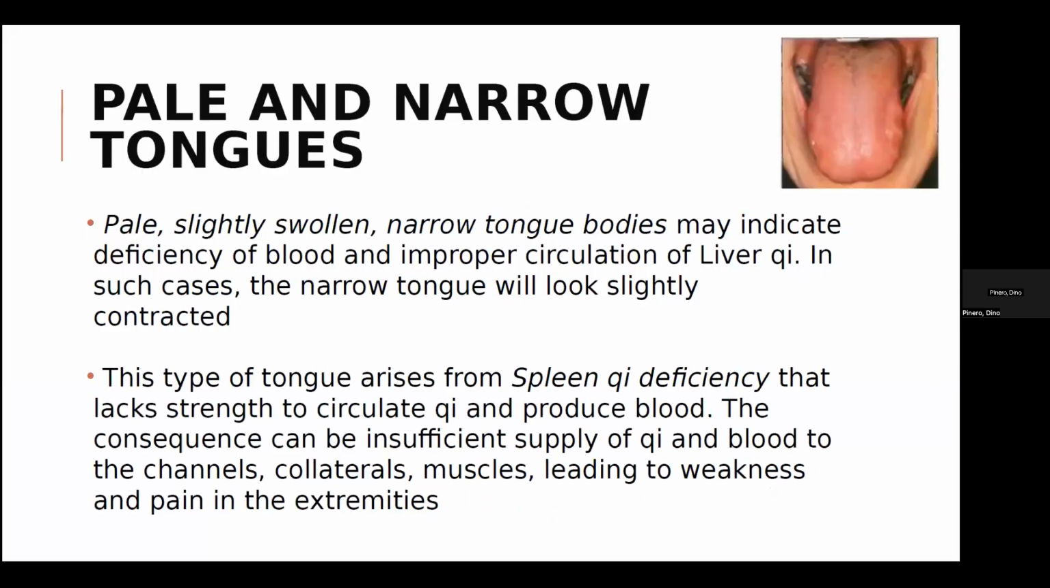So, ang symptoms niya is merong slight swollen tongue, pale, narrow tongue bodies, may indicate deficiency of blood and improper circulation of liver qi. In such cases, the narrow tongue will look slightly contracted. This type of tongue arises from spleen qi deficiency that lacks strength to circulate qi and produce blood. The consequence can be insufficient supply of qi and blood to the channels, collaterals, muscles, leading to weakness and pain in the extremity. So yan po yung pale and narrow tongue.